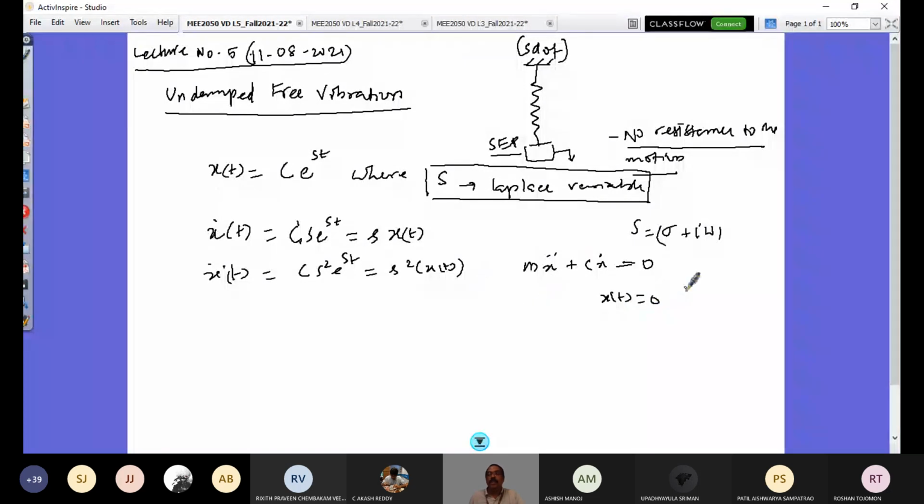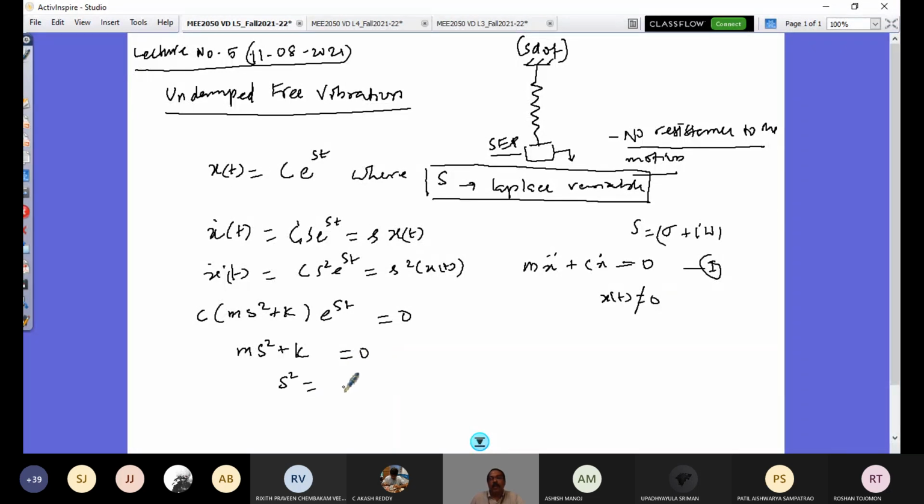If I substitute these two in equation 1, which is my governing equation, I would have c into (m s squared plus k) into e raised to st, and that's going to be 0. So c e raised to st is x of t, and x of t cannot be equal to 0. So I can make m s squared plus k equal to 0. And this s squared can now be obtained as minus k by m.